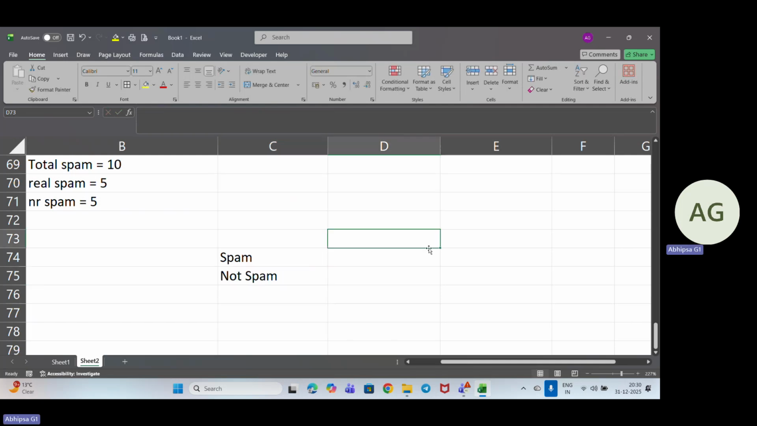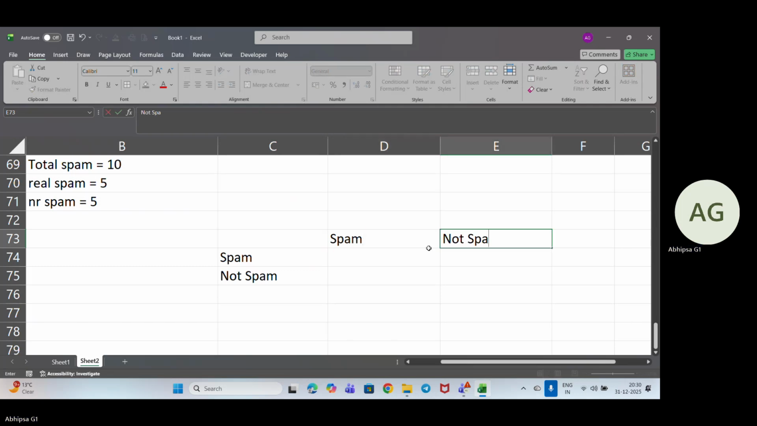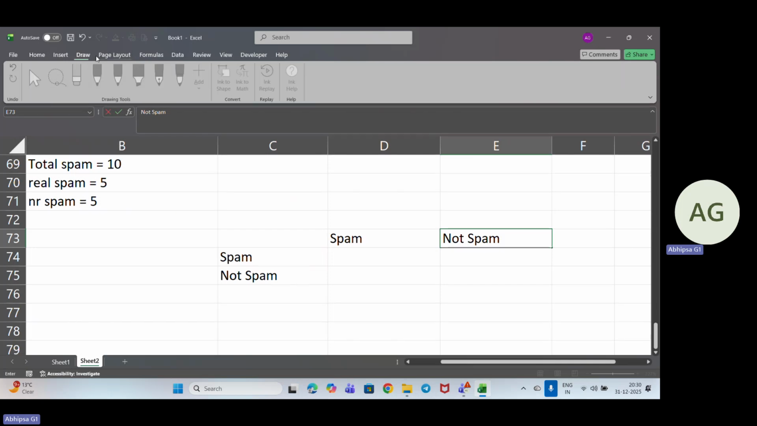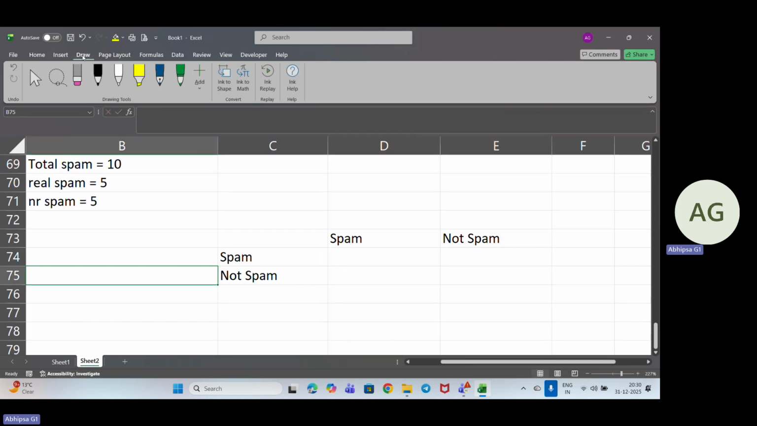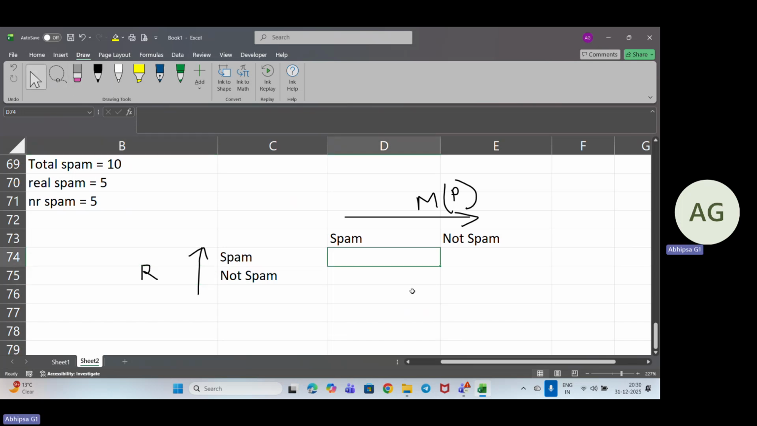Here also we will be taking spam and not spam. First, we'll go down here, take draw and add this. So this is y, and along this we will be taking the real values. And this is the x, and for this we will be taking what prediction the model has given. Okay, like this. Now here again we have spam, spam, not spam, not spam.